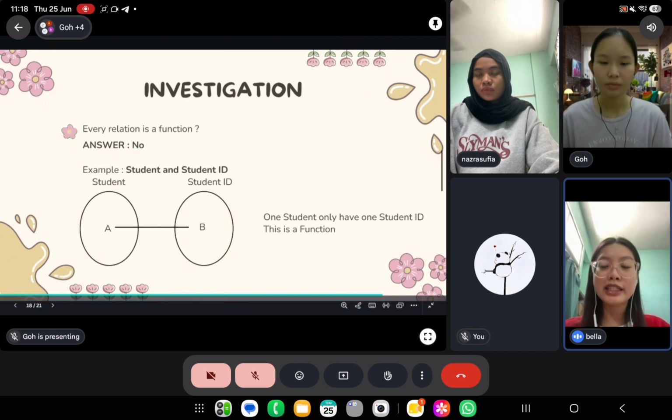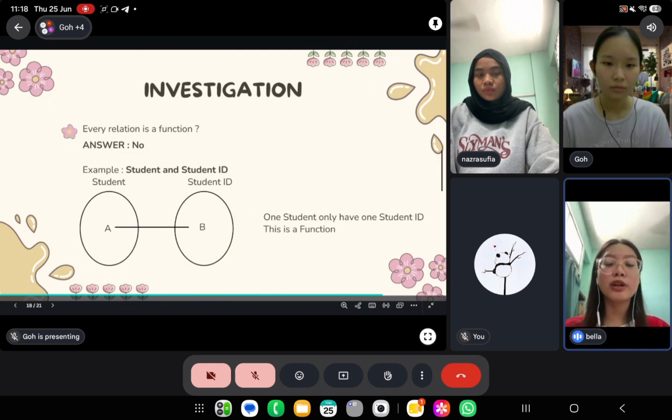And the second investigation, is every function a relation? Yes, because we can see the example of student and student ID. Student A is connected to only one student ID, which is P. Since each input has exactly one output, this relation satisfies the definition of a function. This is both a relation and a function.